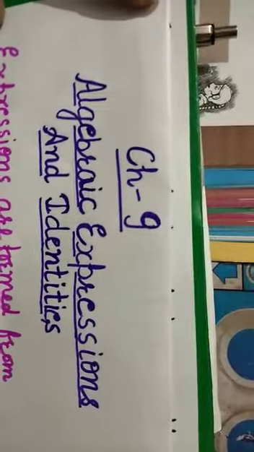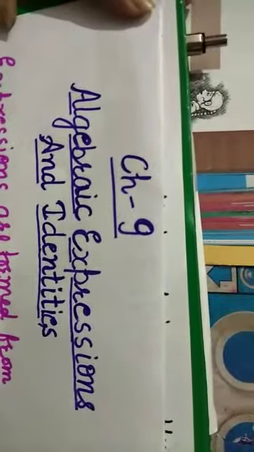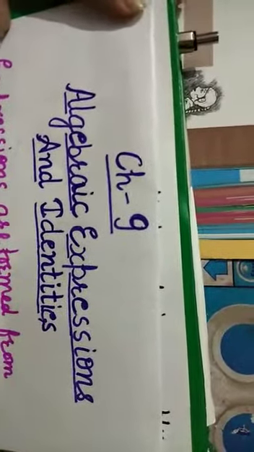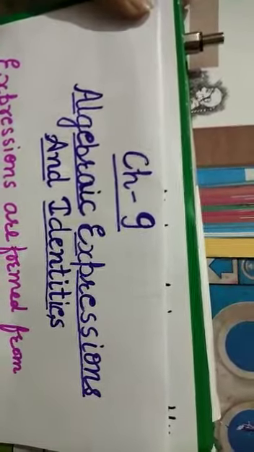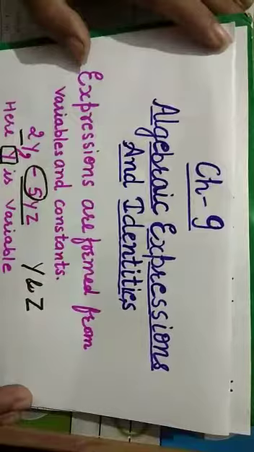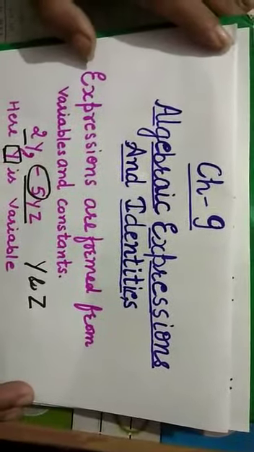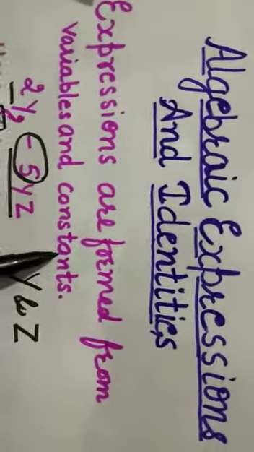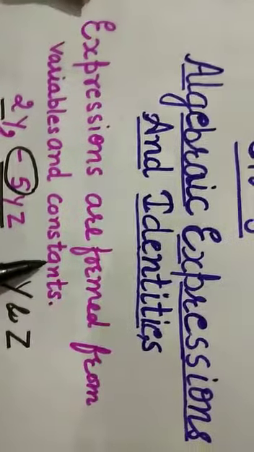Now today we'll start a new chapter, chapter number 9, algebraic expressions and identities. Children, you have done this chapter in your previous class also, addition and subtraction of algebraic expressions. Now a few basic terms we will revise. First of all, what is the meaning of expression? Expressions are formed from variables and constants. You know what are variables and what are constants?